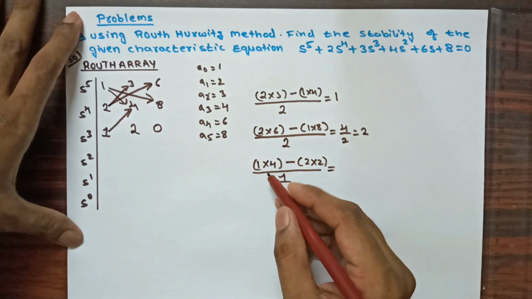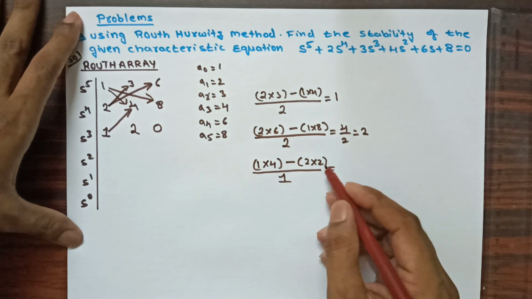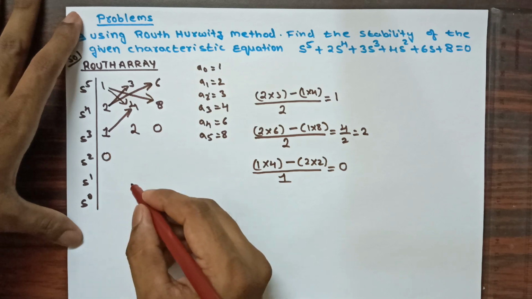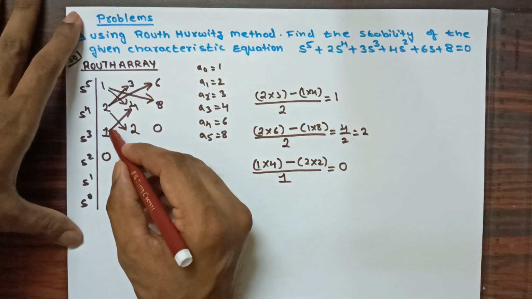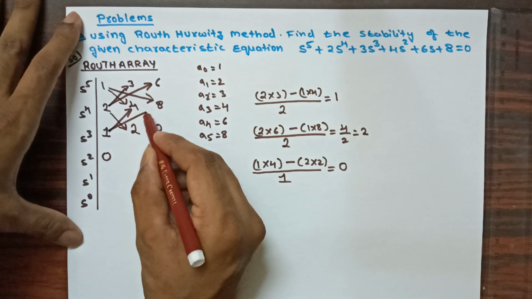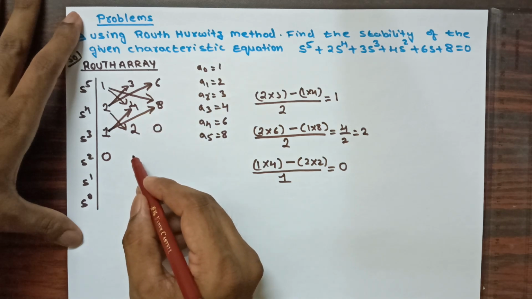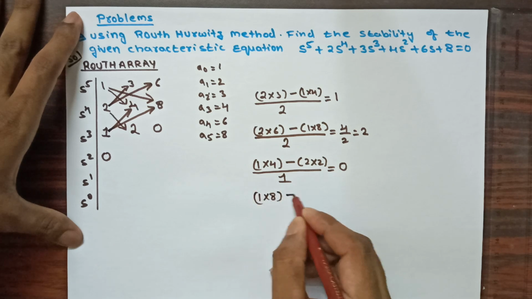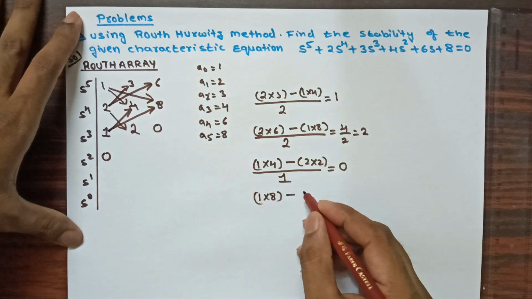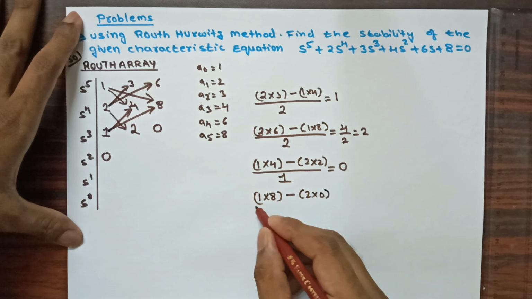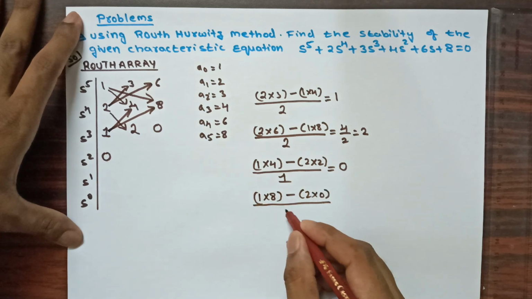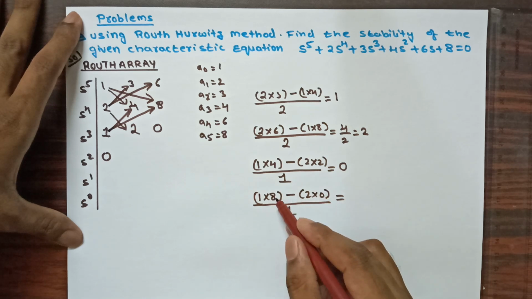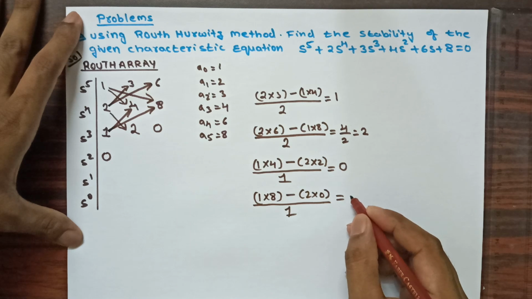Now in this you can see 1 into 4 minus 4, which is 0. So I am getting 0 value in this row. Now I am going to get the second value of the fourth row by multiplying 1 into 8 minus 2 into 0, whole divided by 1. In this, this term will be 0. 1 into 8 is 8, divided by 1 is 8.